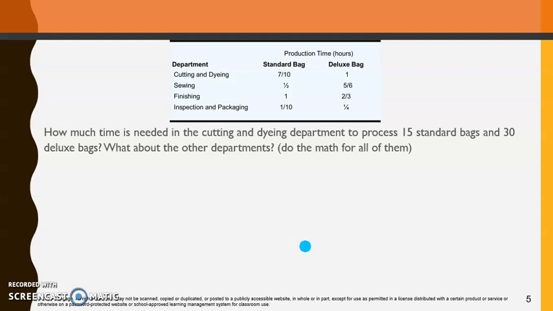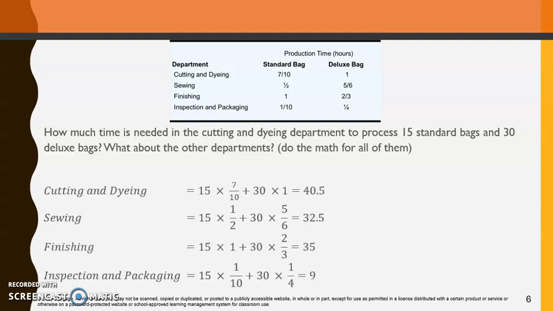Take your time to reflect on the problem and try to do it yourself, and check the answer with the next slide that comes. It is the answer. For the cutting and dyeing problem, 15 times 7/10 plus 30 times 1. So it says to produce 15 standard bags and 30 deluxe bags, you need 40.5 hours in cutting and dyeing. The same thing goes for sewing, finishing, and inspection and packaging.